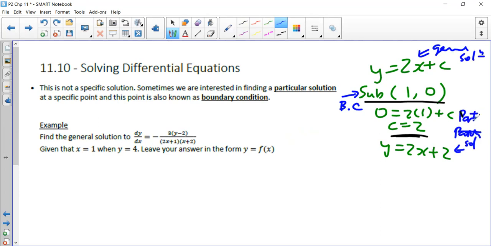I'm right. Sorry, particular solution. Sorry, I don't mean I can't write. I mean I can't scribble properly. So this is a proper scribble. This ugly scribble. Yeah. So particular solution.